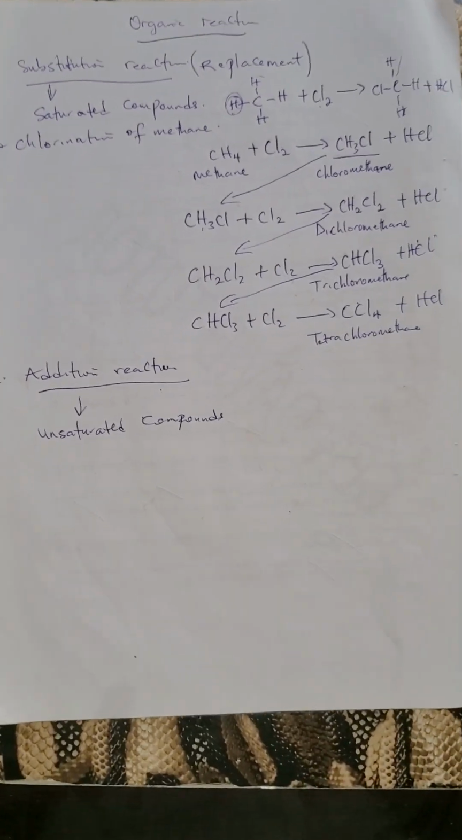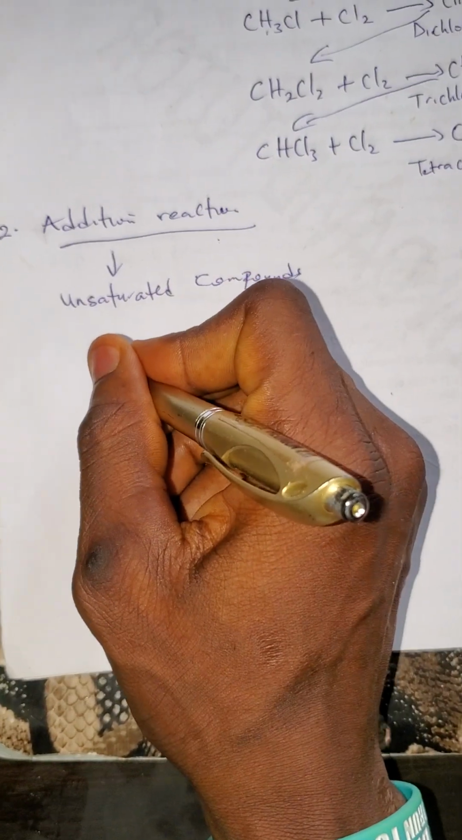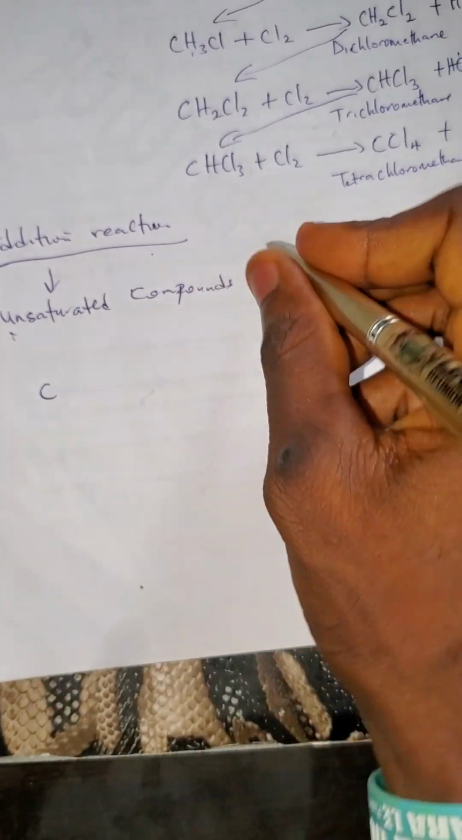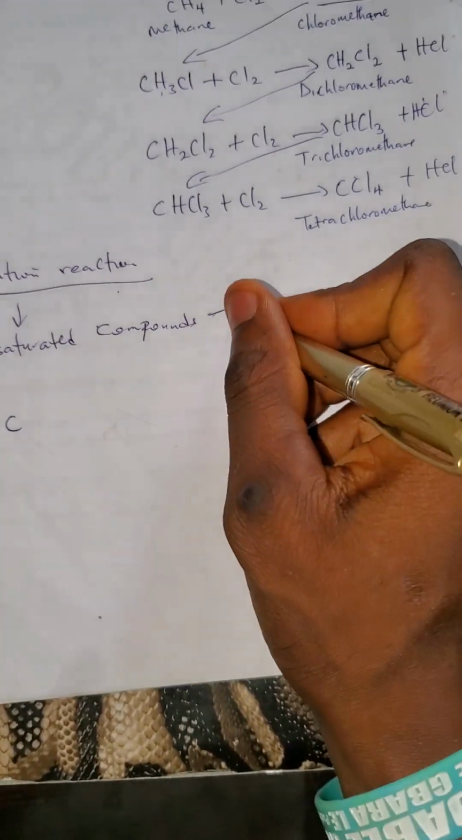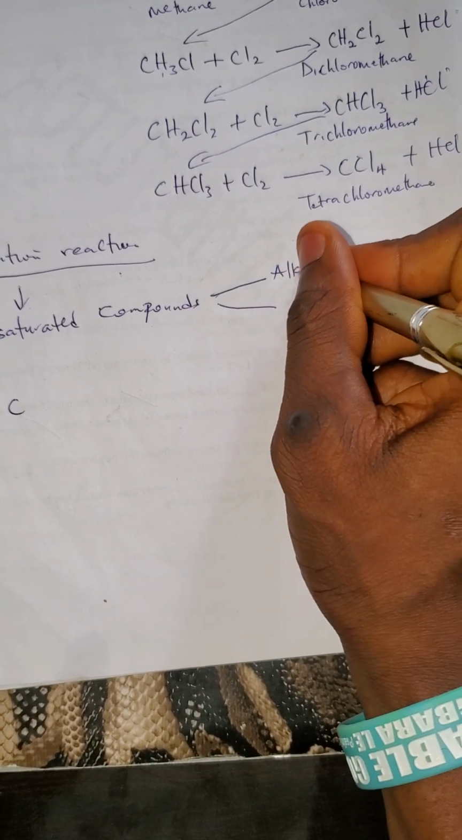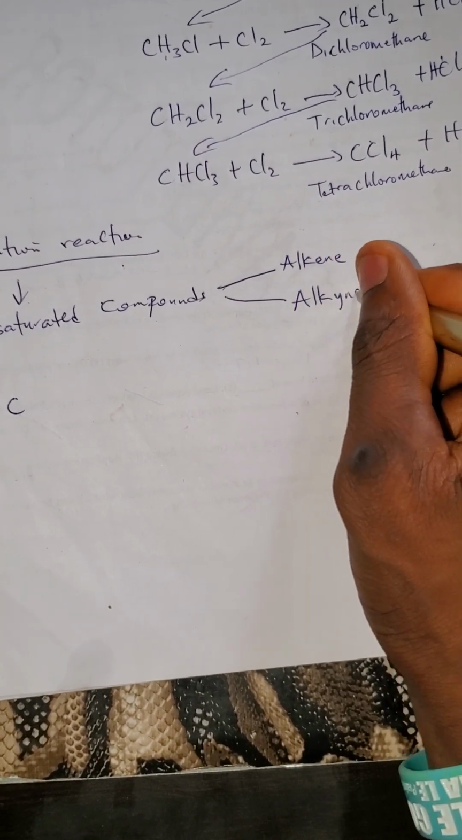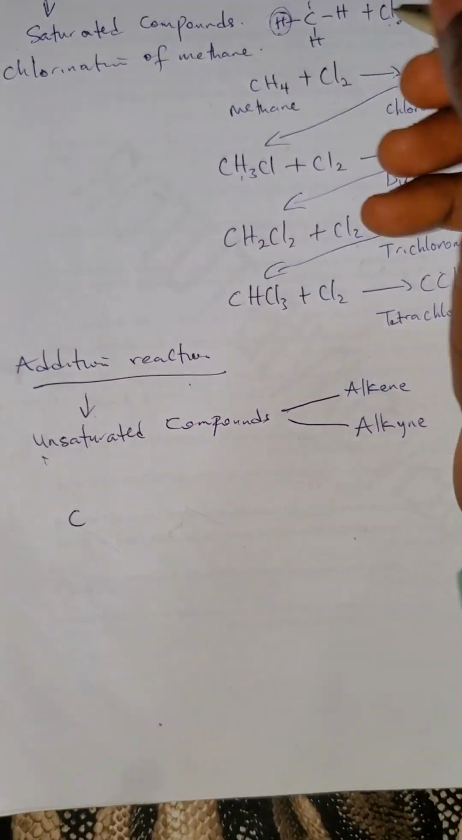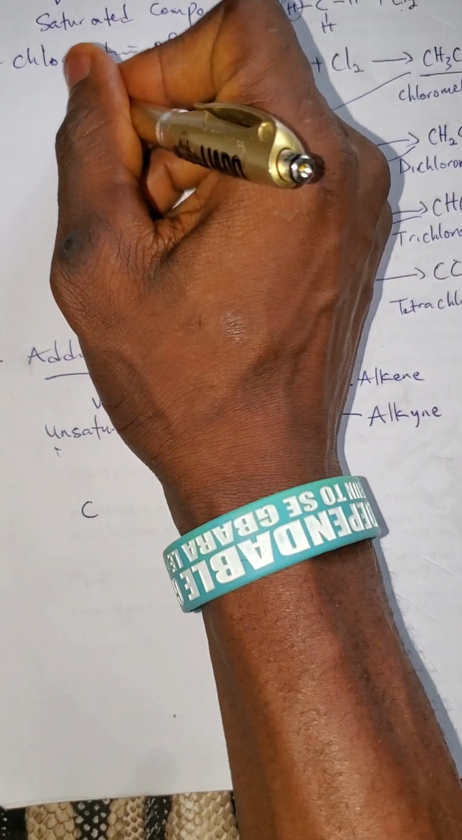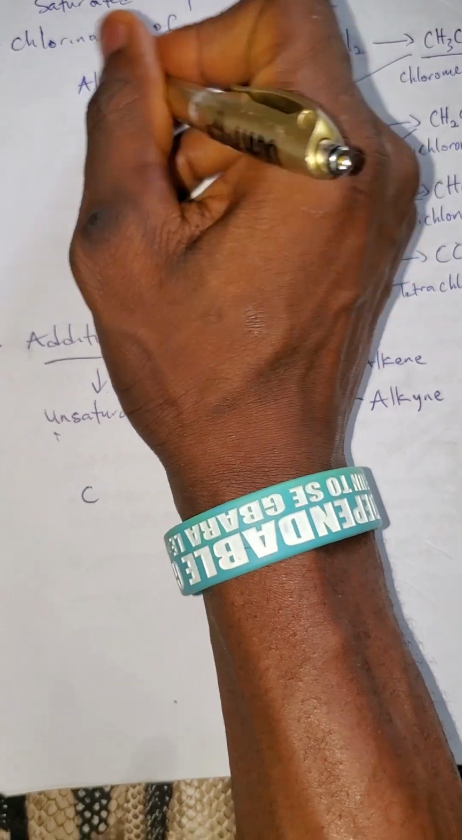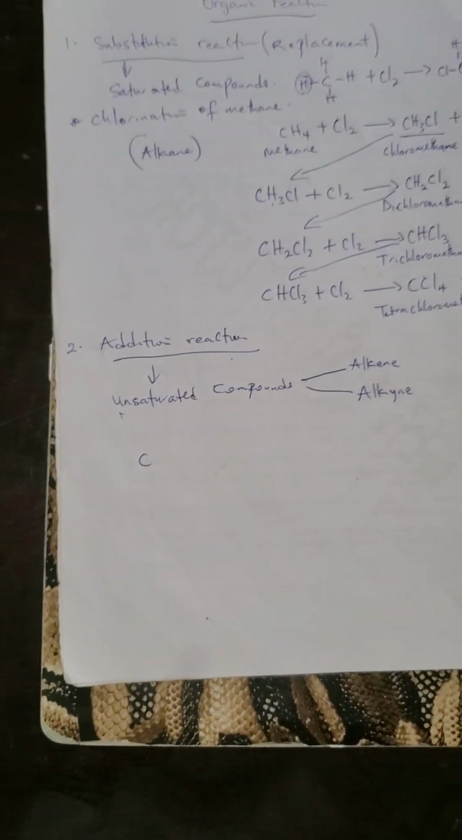Now, an example: I told you that it occurs in unsaturated compounds. Examples of unsaturated compounds are alkene and alkyne. But substitution occurs in saturated hydrocarbons. That's why we use alkane as an example for that one.